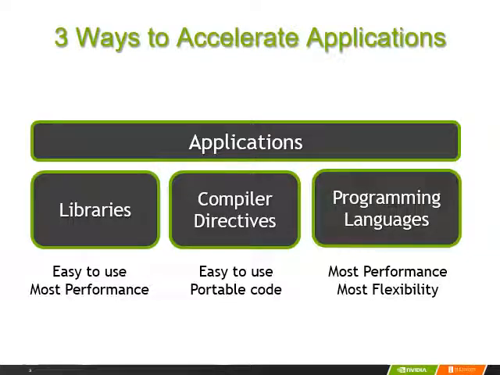The middle part is the compiler directives, and a good example is OpenACC directives. These are the directives that a developer can use to annotate their sequential application so that the compiler will do the parallelization and performance enhancement for the developers. These things are easy to use and they result in portable code.